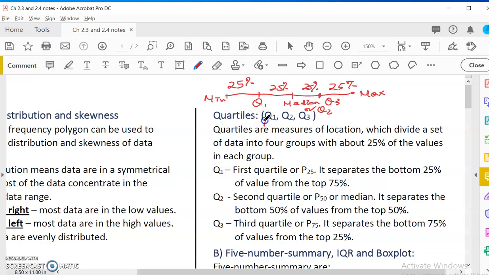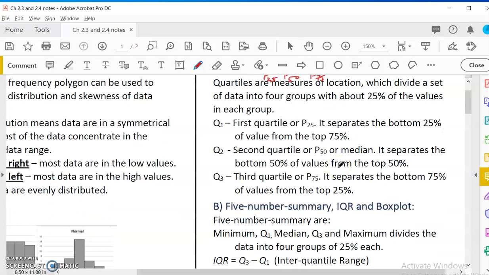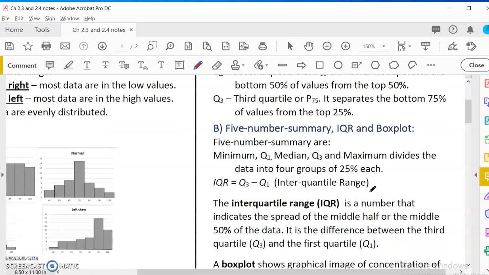This is the 25th percentile, this is the 50th percentile, and this is the 75th percentile. So Q1, Q2, Q3 are just another name for it. If a score is at P25 or Q1, it separates the bottom 25% from the top 75%. It's better than 25% of the data. The second quartile is the middle. It separates the bottom and the top 50%. The third quartile separates the bottom 75% from the top 25%.